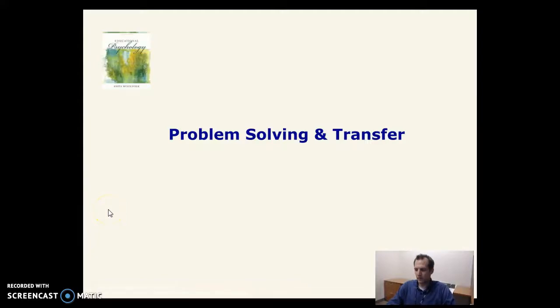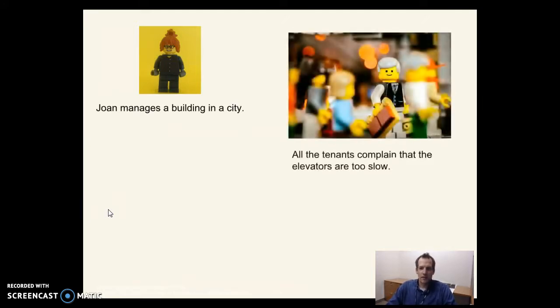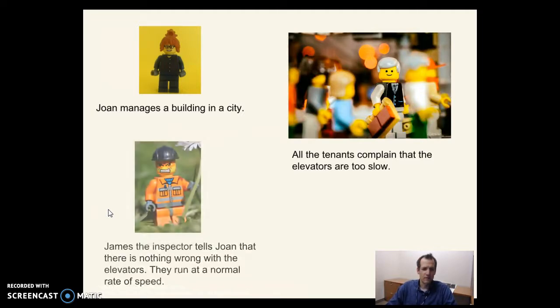So the other part of this chapter talks about problem solving. And so let's do an example problem. So we've got Joan here. She manages a building that's in a city, and all the tenants that live in this building complain that the elevators are too slow. It just drives them crazy.